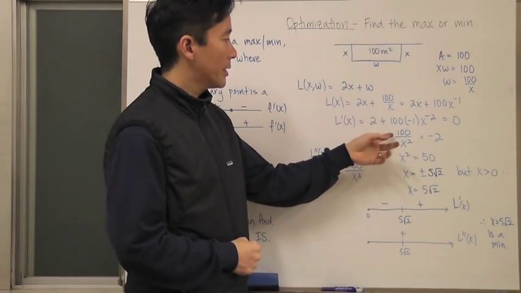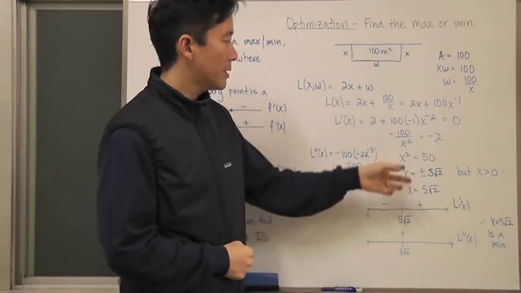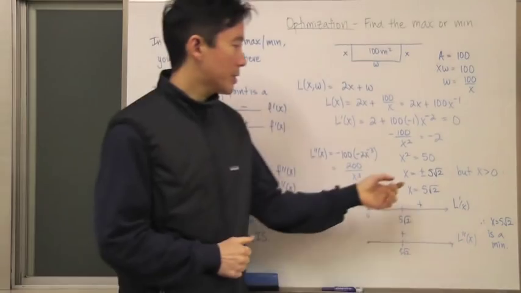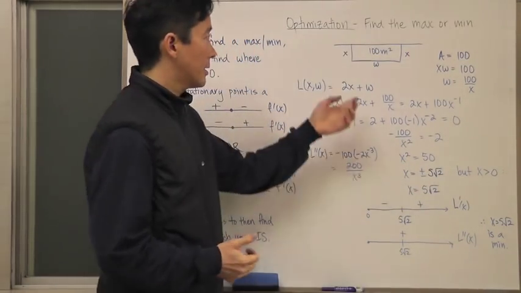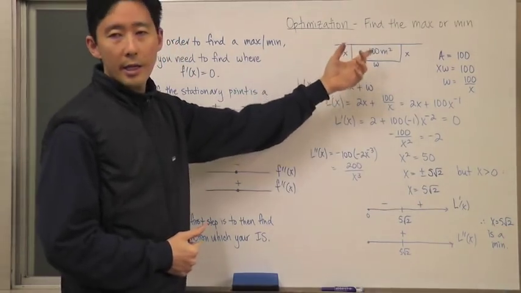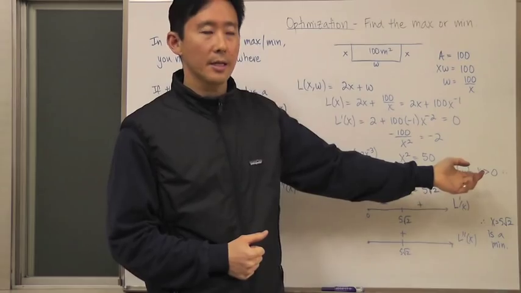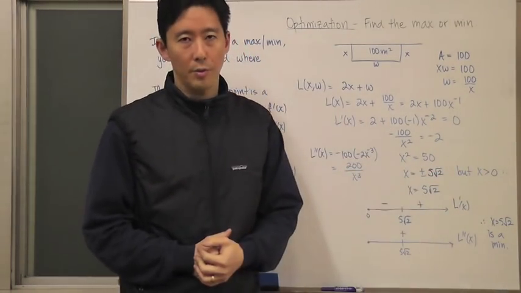What we come out with is negative 100 over x squared is equal to negative 2. That means that x squared has to be equal to 50. Then we can take the square root of both sides, and that's going to be plus or minus 5 square root of 2. Now the thing is we're dealing with length here, so we know that x has to be greater than 0 because there's no such thing as negative length. Therefore, x has to be 5 square root of 2.